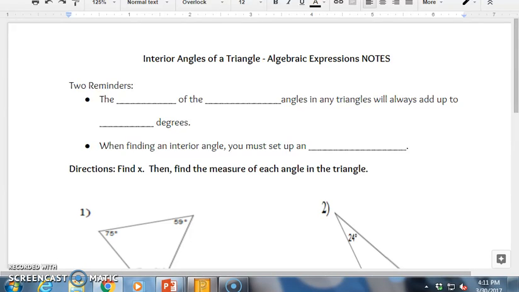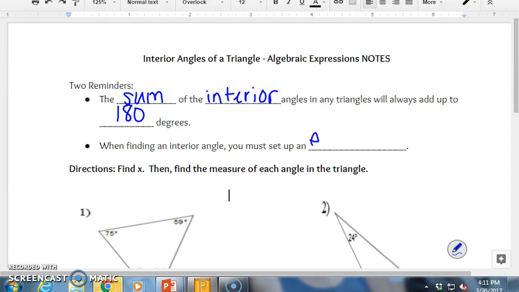All right, so this is just the next step in interior angles of a triangle and the angle measurements. This one is dealing with algebraic expressions, okay? But two things I want to remind you of before we get into some actual examples is that the sum of all the interior angles, so inside of the triangle, in any triangle will always add up to 180 degrees. Every time, guys. That number does not change, okay?